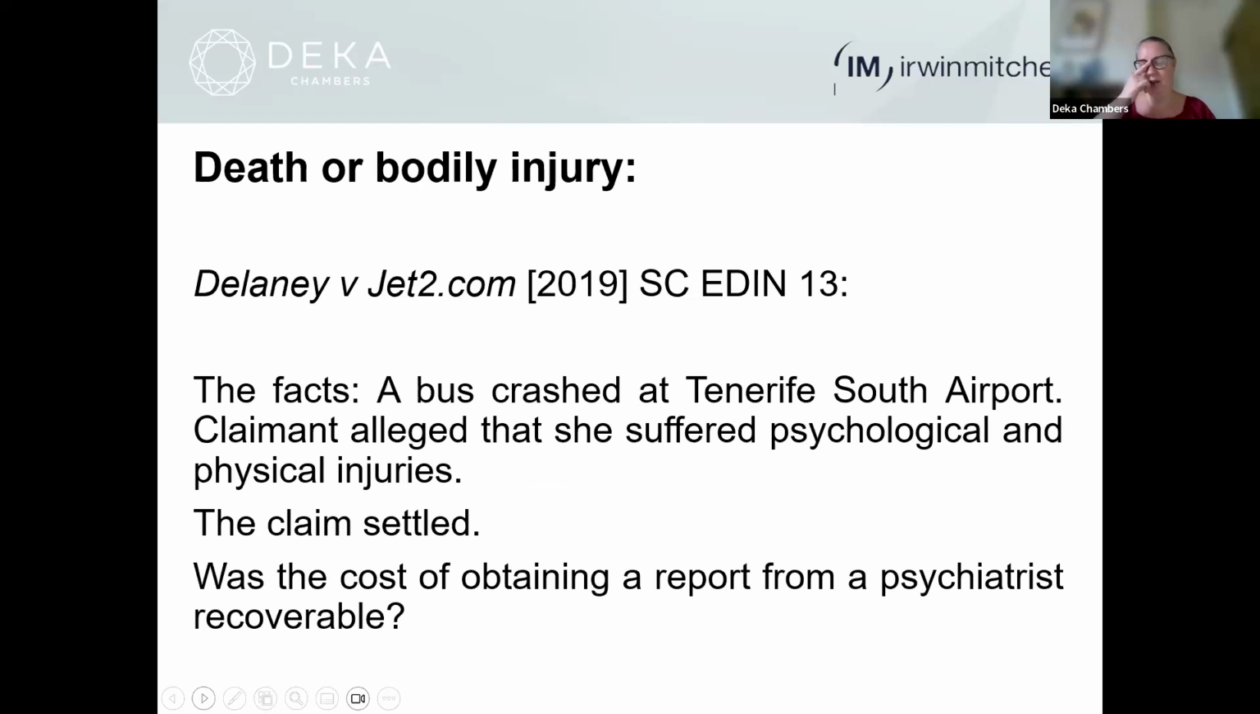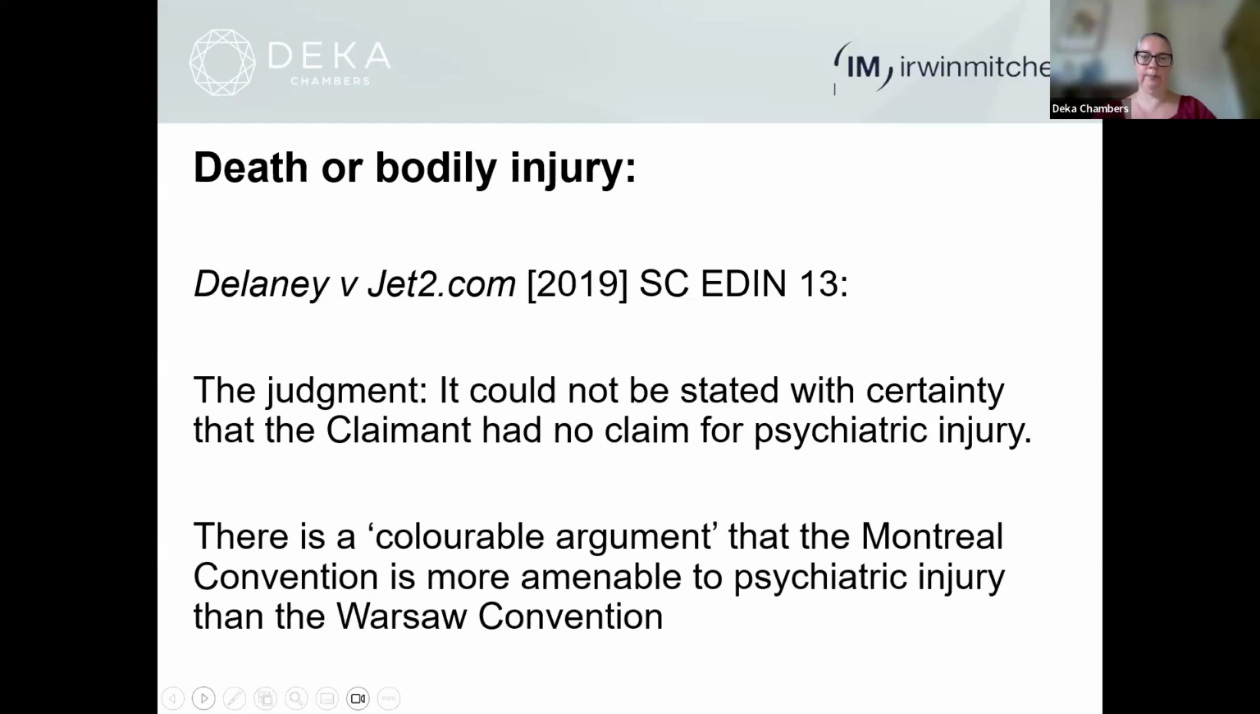Now, in Delaney, and this is a Scottish case, the claim settled. This is a bus crash, and there were psychological and physical injuries. The court doesn't actually determine whether the claimant is able to recover for psychological injuries, but it's indicative because it looks at whether the cost of obtaining a report from a psychiatrist is recoverable or not. And if, of course, no psychiatric injury would be recoverable, the claimant wouldn't be able to recover the cost of getting a psychiatrist. So, in determining that question, the court said, yes, you can recover the costs of obtaining a psychiatrist report because it can't be stated with certainty that she never had a claim for psychiatric injury.